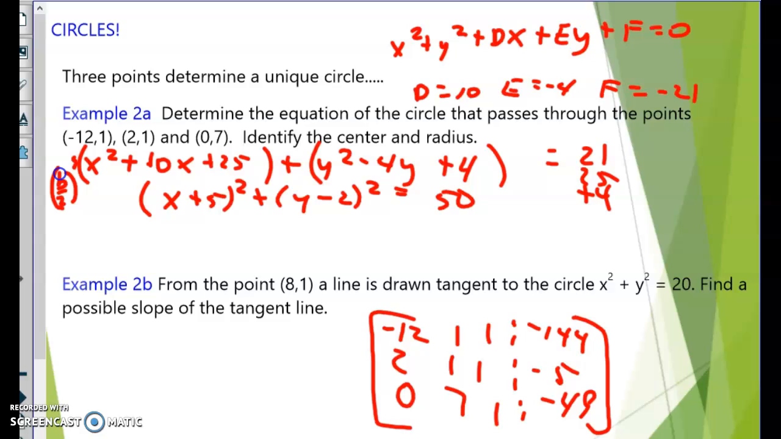All right, so there's the equation of your circle, and it asks me to do 2 things: find the center and the radius. So I'm going to say my center of this thing is at the point (negative 5, 2), and my radius, which is of course the square root of 50, I'm going to rewrite as 5 root 2. All right, so now, good. Interesting stuff.